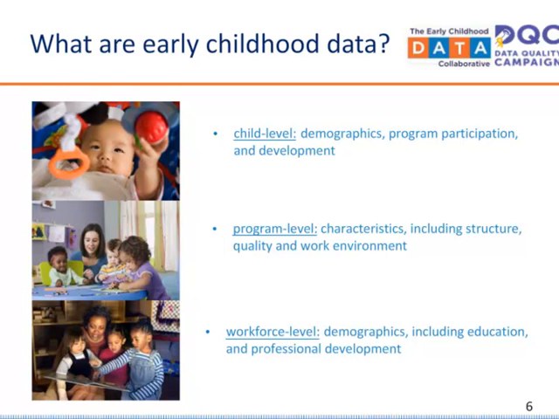So when I use the term early childhood data throughout this presentation, we generally mean three types of information. The first is child-level data. Gaps in children's learning and development appear well before kindergarten and grow over time. To support children's development, it's important that policymakers, teachers, and parents have access to timely and accurate data about children's development to implement appropriate interventions and to support them along their educational path.